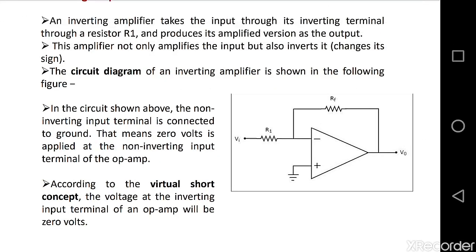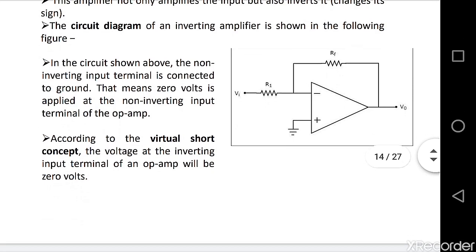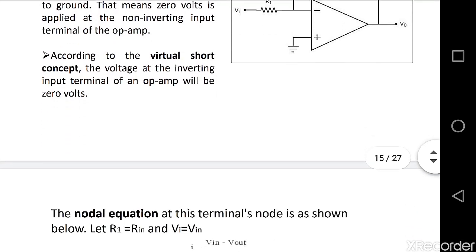Here, the circuit diagram of the inverting amplifier is shown in the following figure. In the circuit, the non-inverting input terminal is connected to the ground. The positive terminal is called the non-inverting input terminal. It is connected to the ground, which means we apply 0 volts to the non-inverting input terminal. According to the virtual short concept, the voltage at the inverting input terminal of an op amp will also be 0 volts, as that of the non-inverting input terminal.